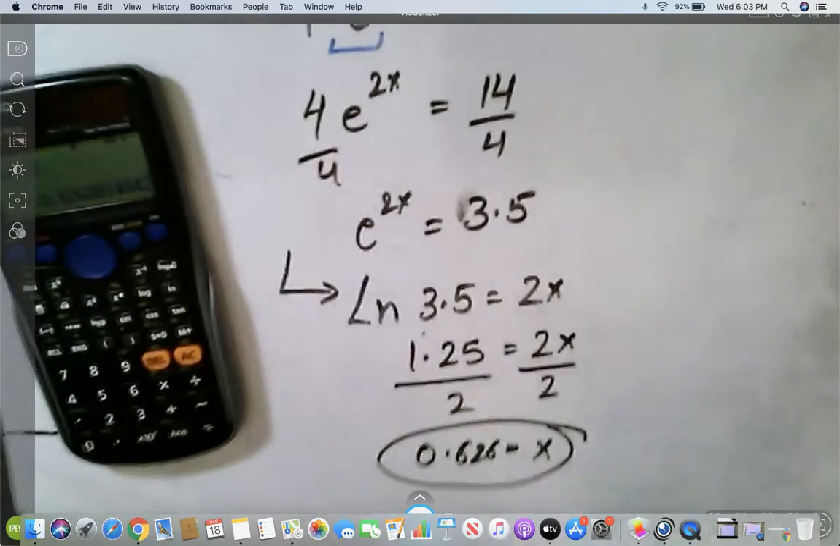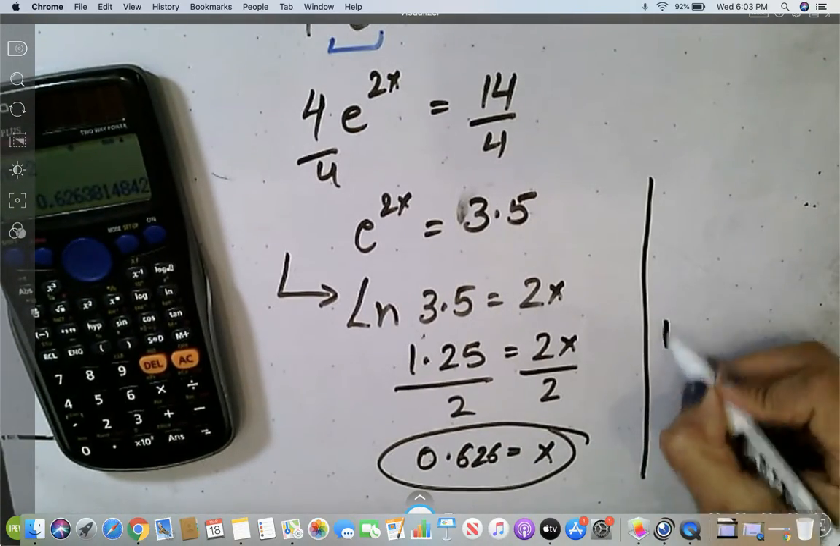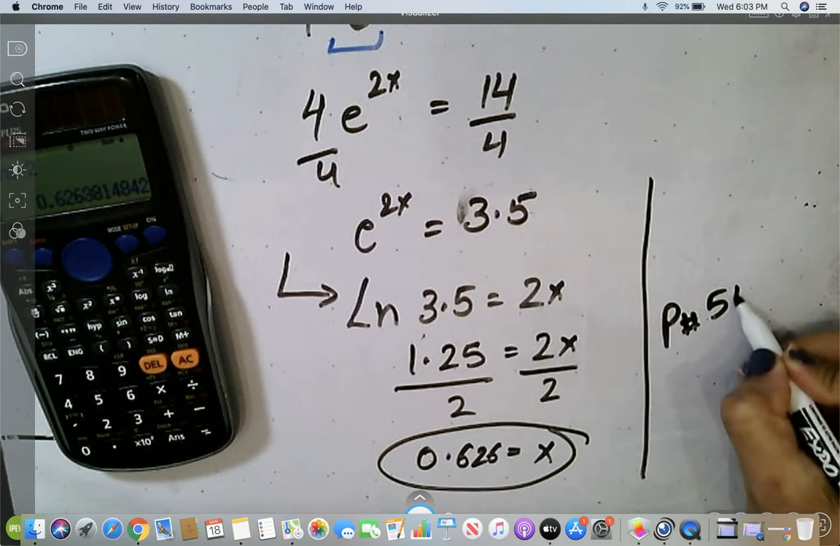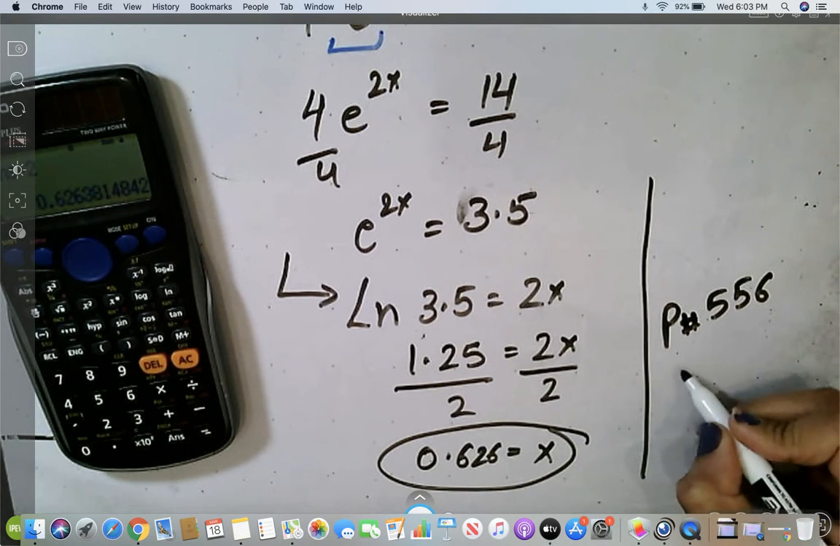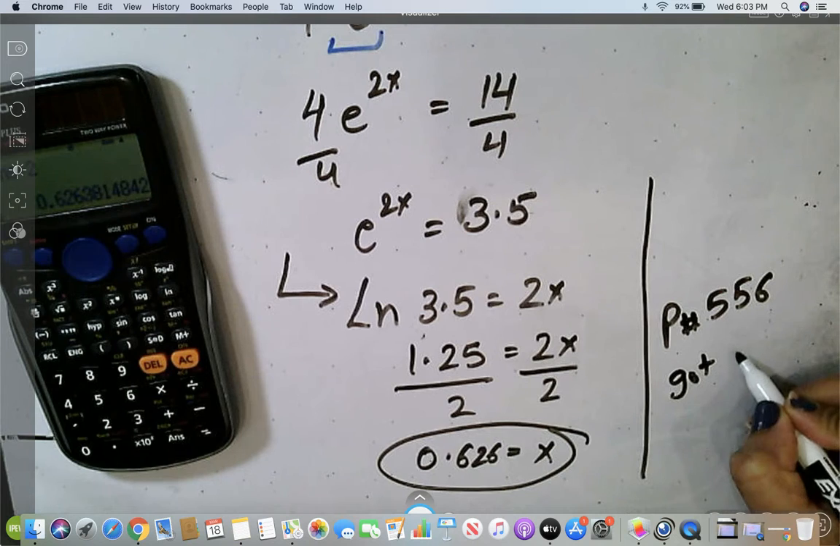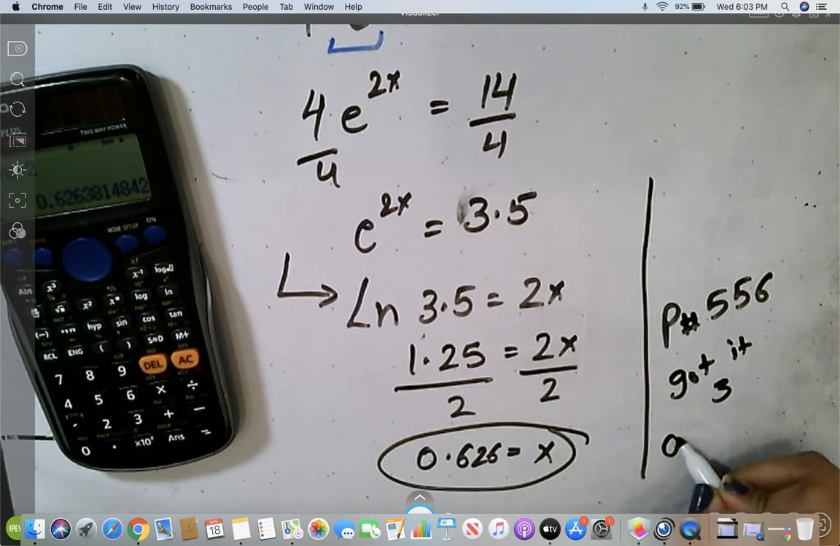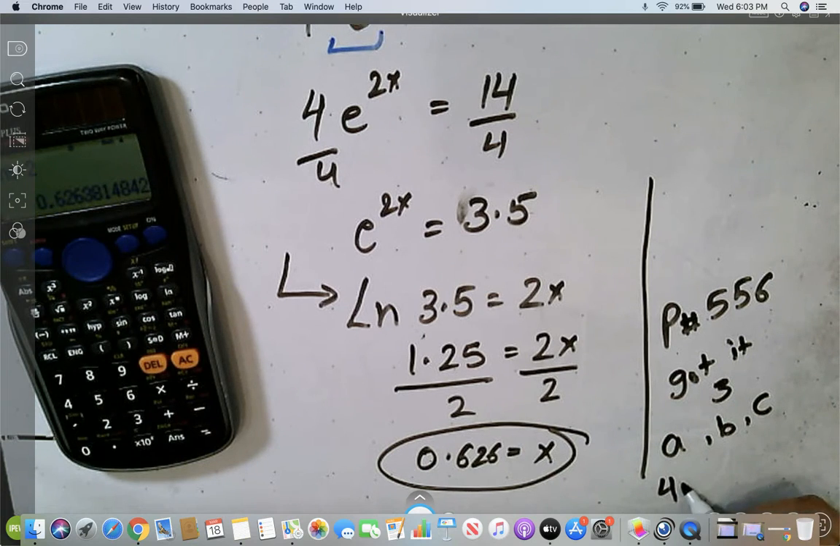So I'm done with my lesson. If you want to try any Got It problem, you can go to page number 556. So it's Got It 3. You can try A, B, and C. For part A, the answer is 4.48. For B, it's negative 2.3. And for C, the answer is 0.77.